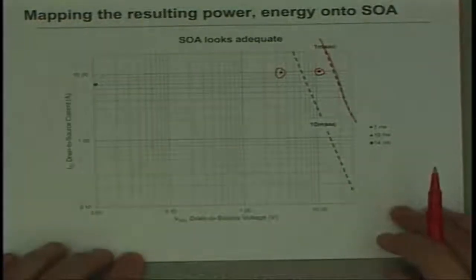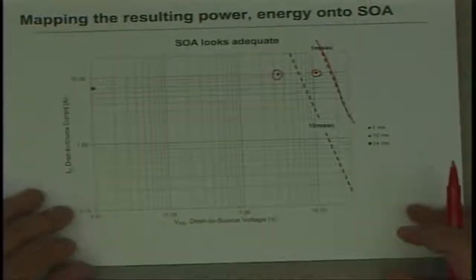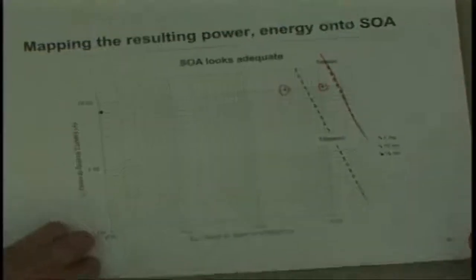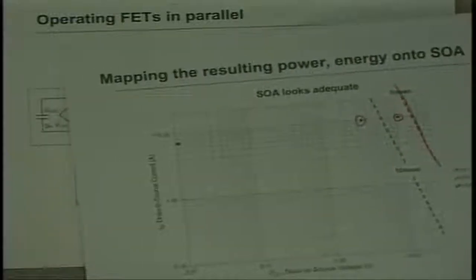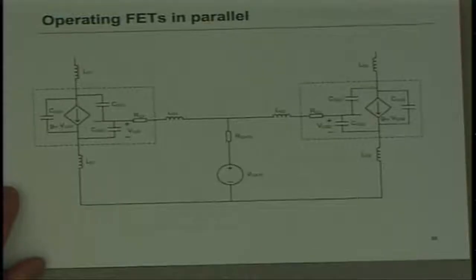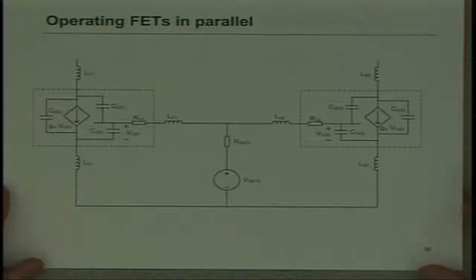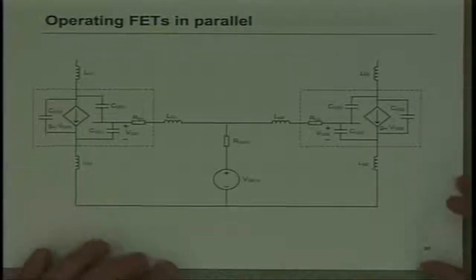So bottom line is, with a very simple simulation, even though it's not a square pulse, it's a non-rectangular pulse, I'm able to determine that I was able to stay within the SOA.